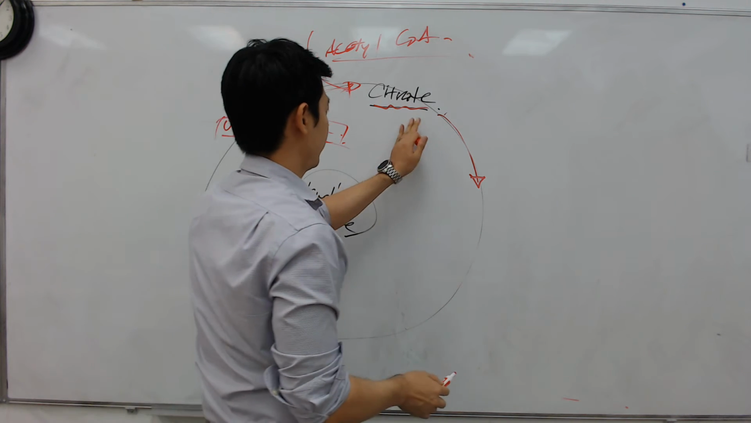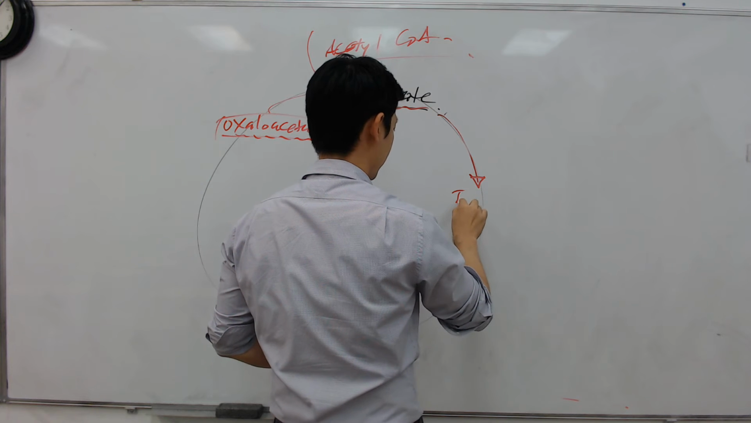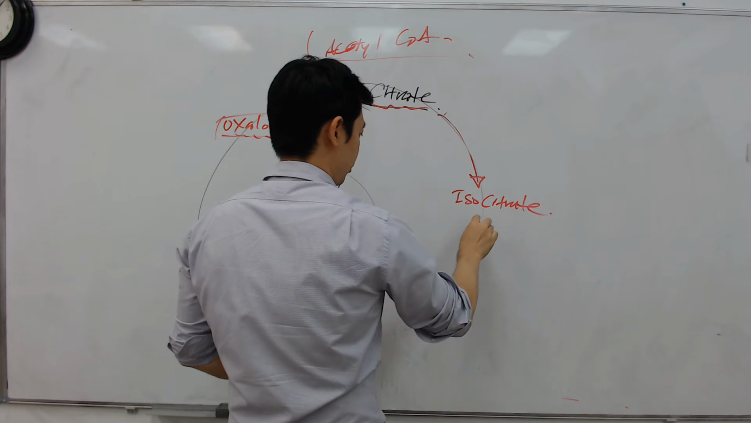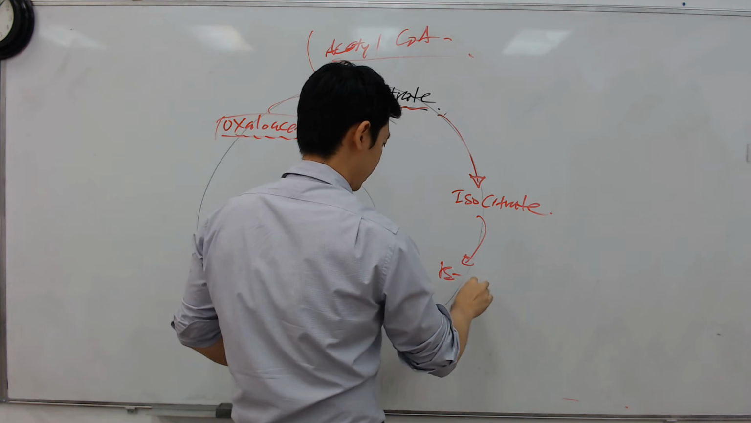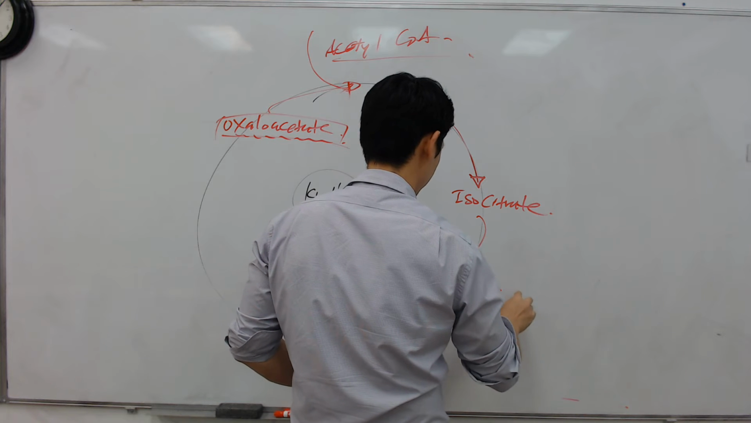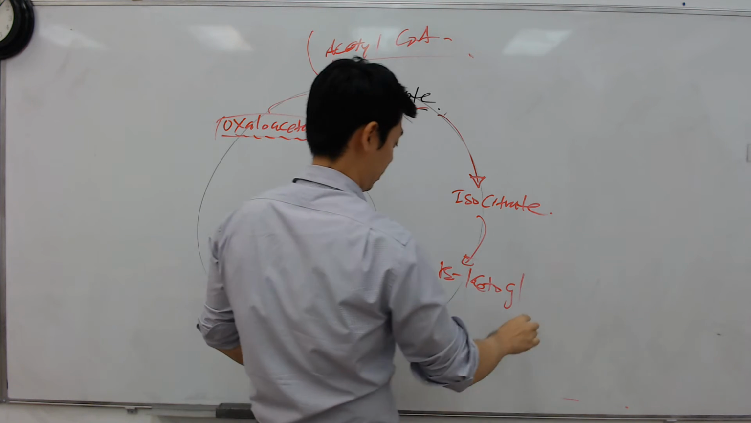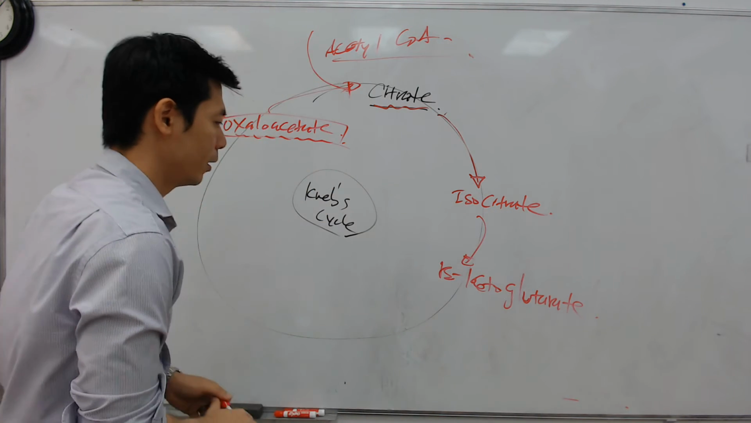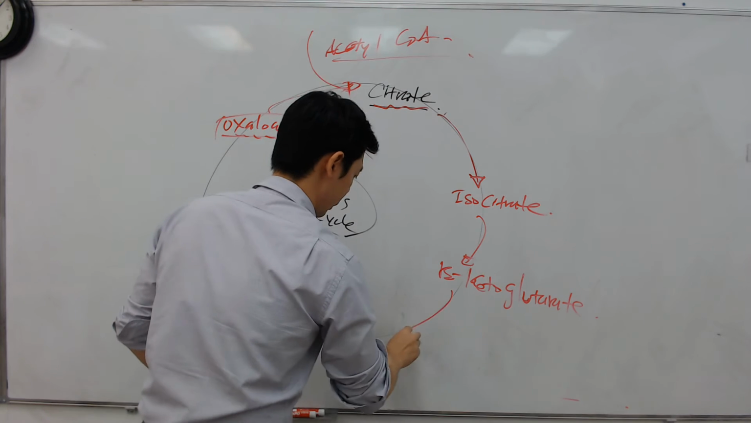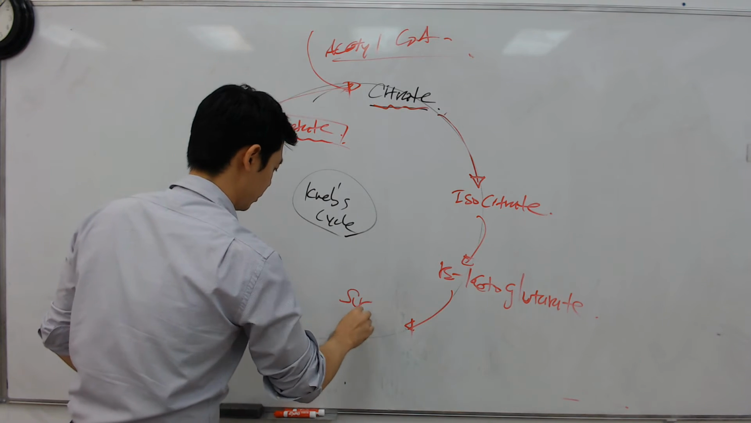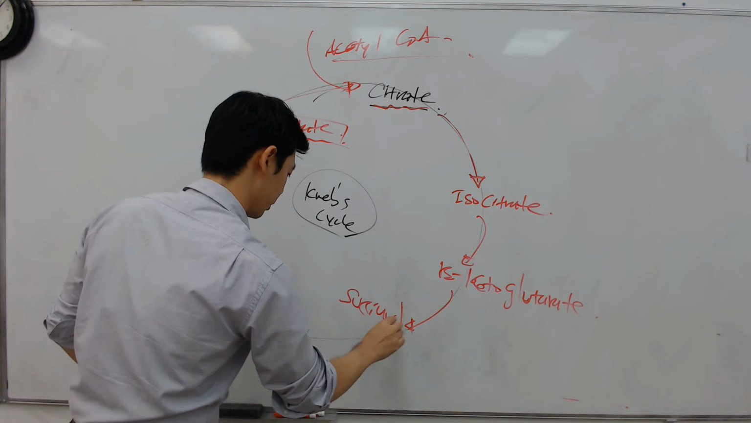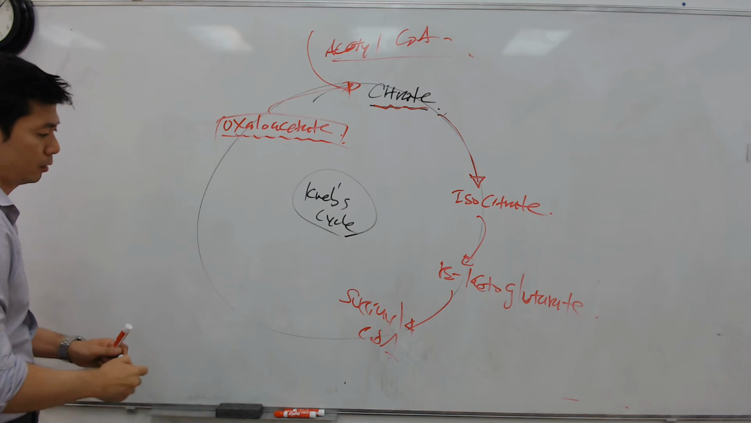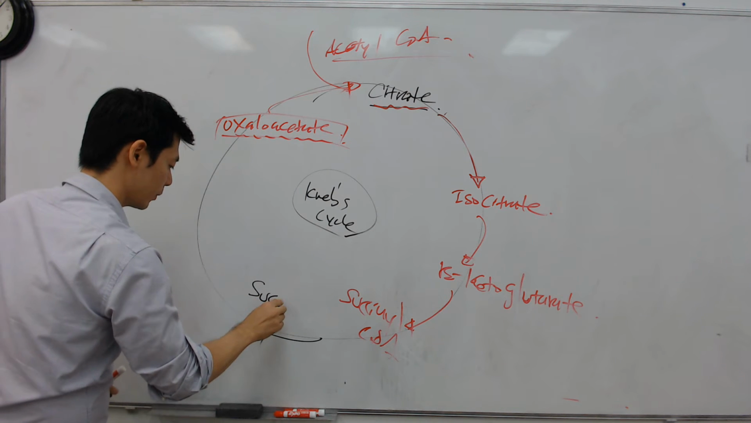So citrate, they turn it into isocitrate first. And then isocitrate they turn into beta-ketoglutarate, if I remember. And then ketoglutarate turns into succinyl-CoA. And then from here, they'll turn it into succinate.